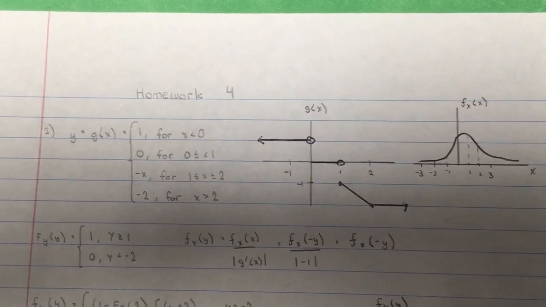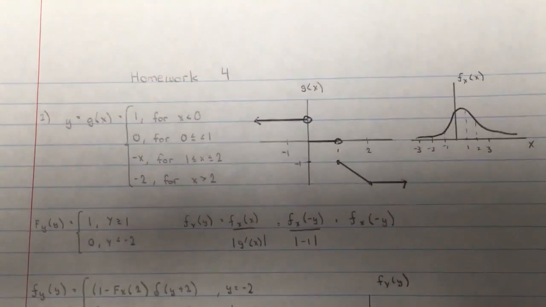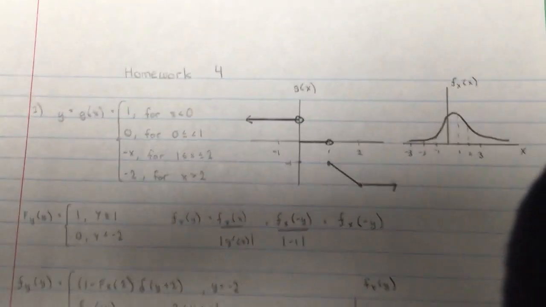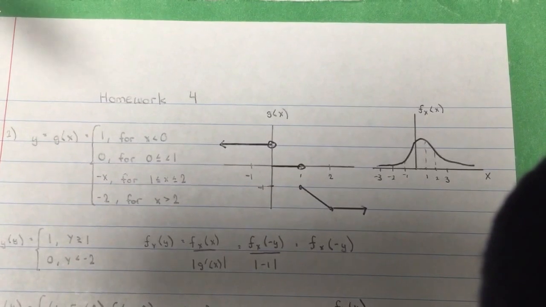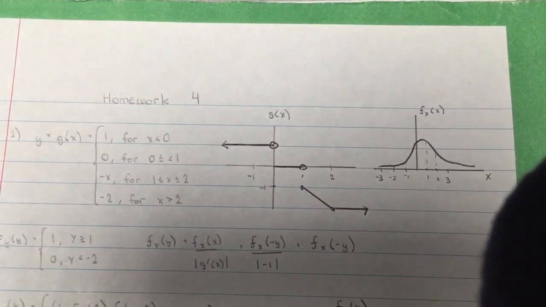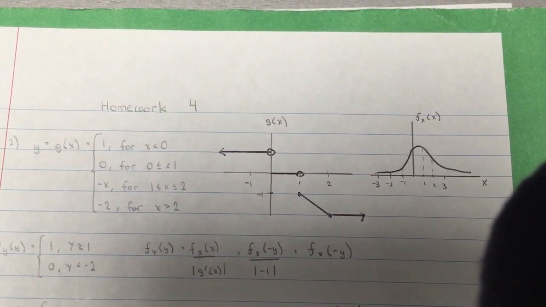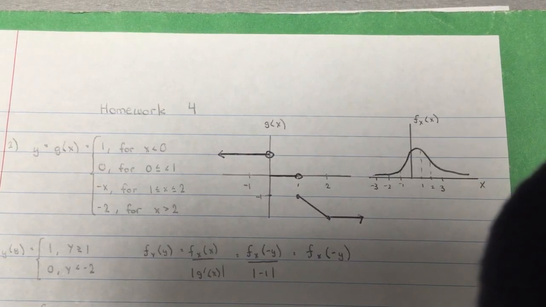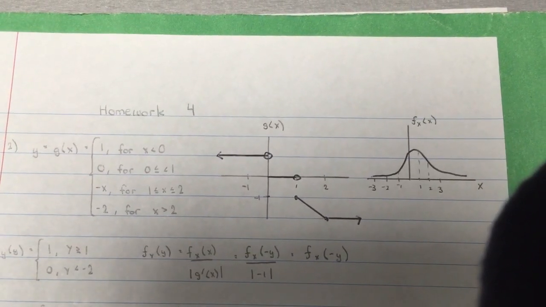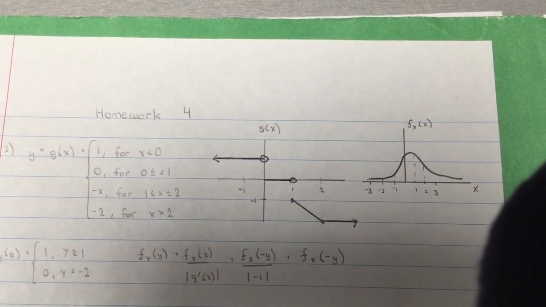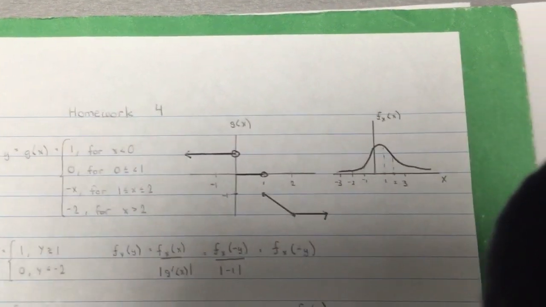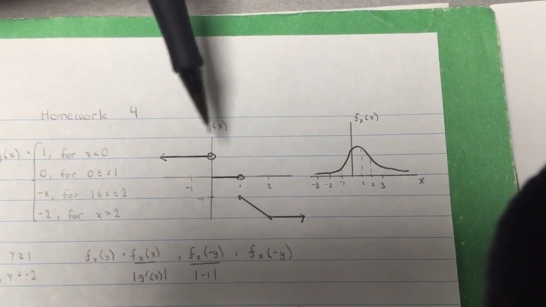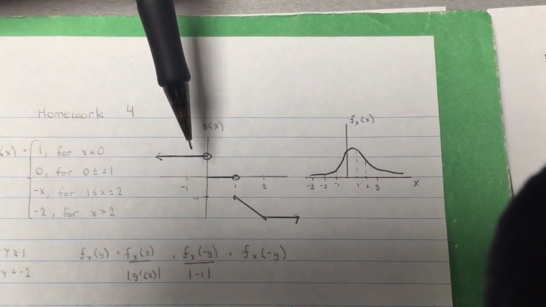Okay, so this is homework 4, problem 2. We are given that g of x is equal to 1 for x less than 0, 0 for x between 0 and 1, negative x for x between 1 and 2, and negative 2 for x greater than 2. The corresponding graph of g looks like this graph here.